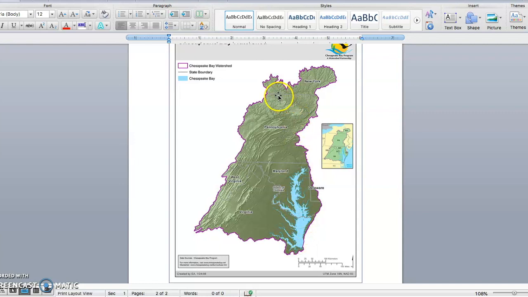So if it rains all the way up here in New York, the water is going to find its way through a series of rivers and creeks. It'll move its way and eventually come down into the bay, and from the bay it will go into the Atlantic Ocean. So the Chesapeake Bay is fed by these 64,000 square miles of land.